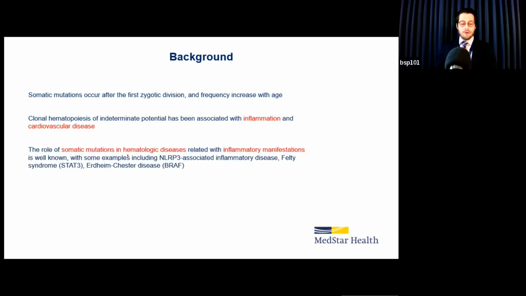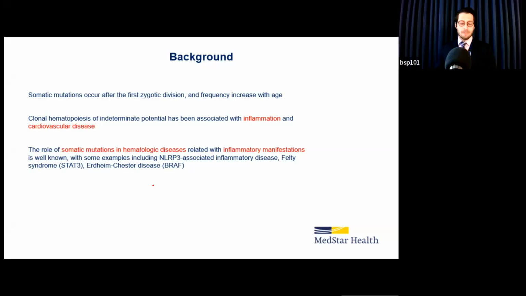And also, before, we knew how somatic mutations in some hematologic diseases are related to inflammatory manifestations, or even some well-known or described rheumatologic conditions. Some examples include NLRP3-associated inflammatory disease, Felty syndrome that's driven by STAT3 mutation, or Erdheim-Chester disease that is driven by BRAF. So the concept of VEXAS is really not new. We know about this interplay between hematologic and inflammatory conditions driven by somatic mutations, but this is definitely a new mutation, and how it was discovered and what triggered it has been very exciting.